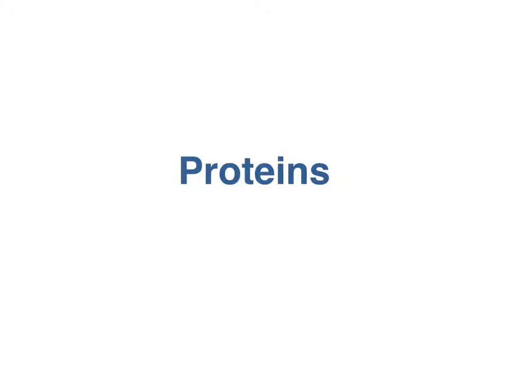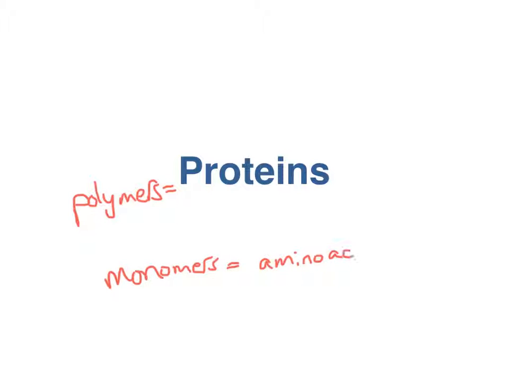In this video, we'll be talking about proteins. Proteins are large biological macromolecules that can be pretty varying in size. They're all made up of amino acids, but the number of amino acids that go into making a protein can vary from a couple dozen to tens of thousands. So proteins are polymers, and the monomers that make them up are amino acids.